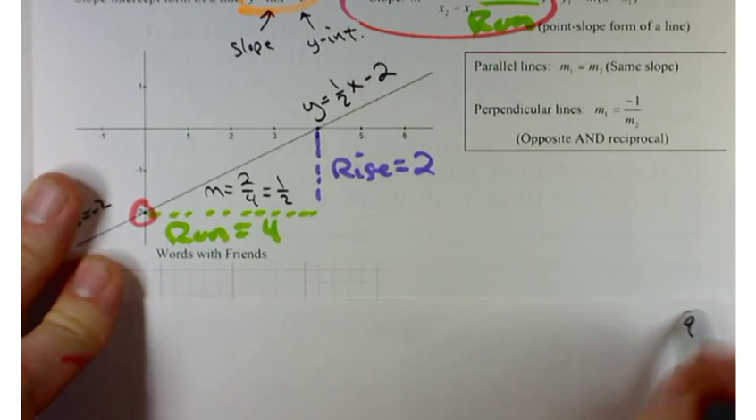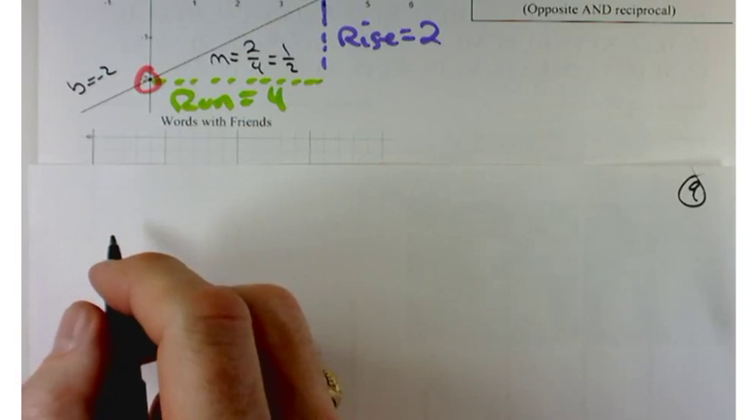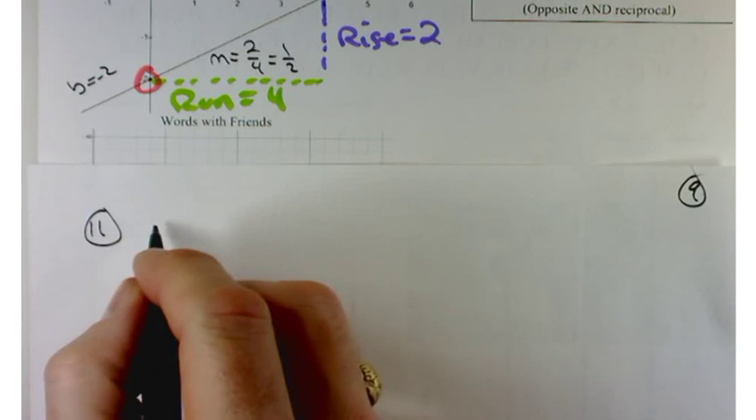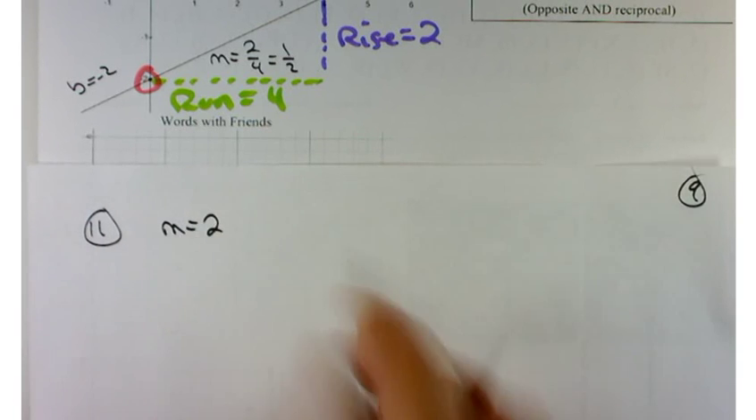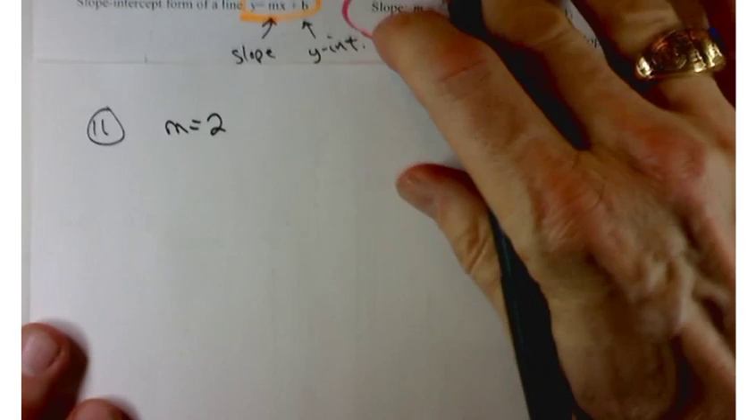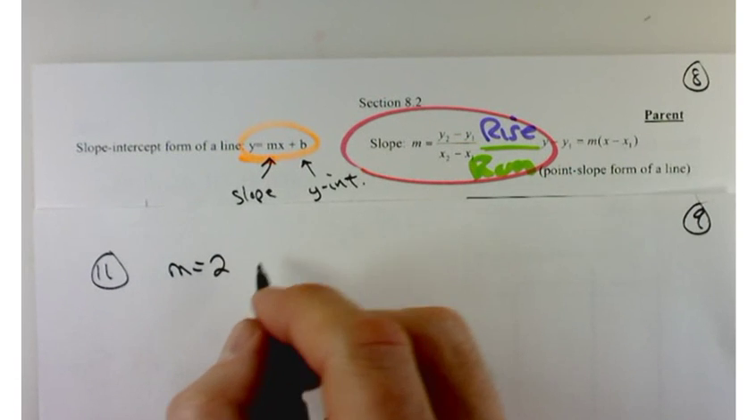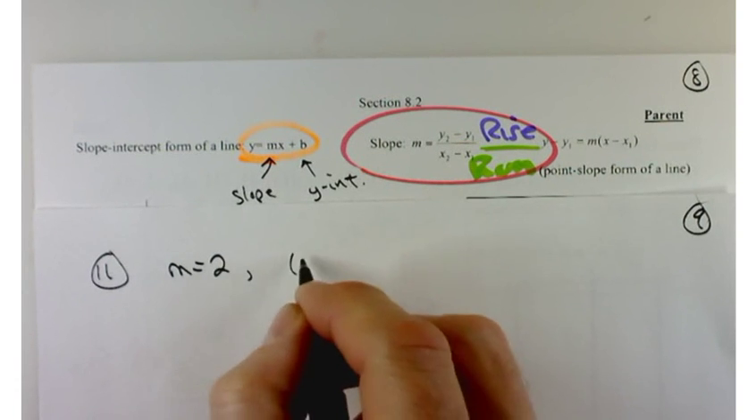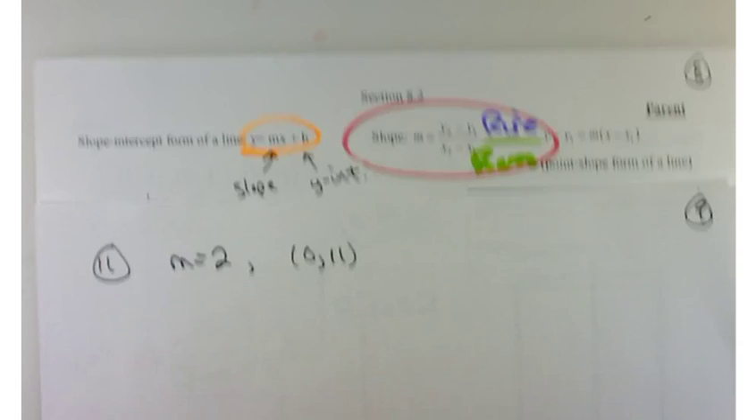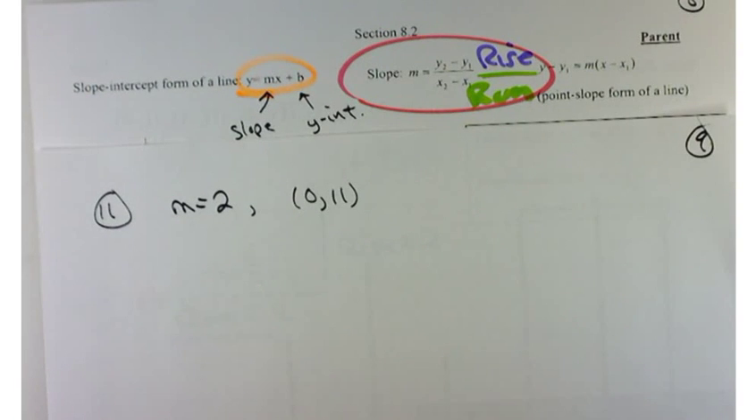Problem number 11 gives you two pieces of information. They give you that the slope is 2, and that you're passing through this point, 0, 11. They ask you for the equation of the line.